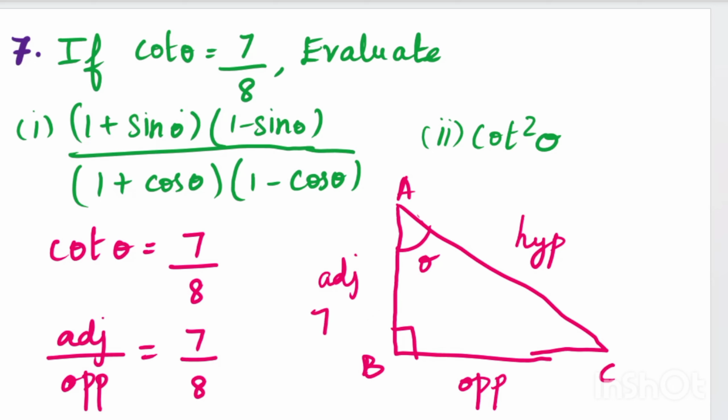So what is the adjacent side? It's 7. What is the opposite side? It's 8. Now it's our duty to find out the hypotenuse when it's not available to us. So according to Pythagoras theorem, we know that the square of the hypotenuse is equal to the sum of the squares of the other two sides, AB square plus BC square.